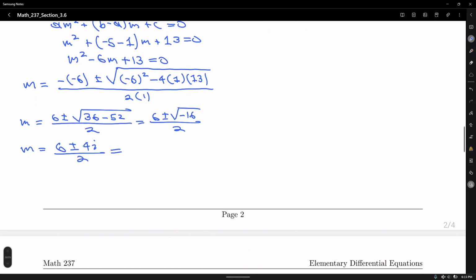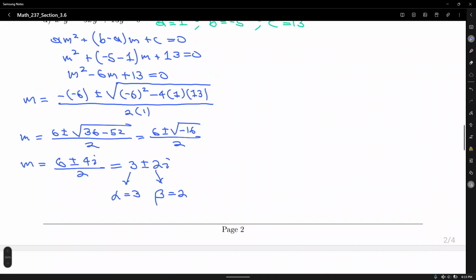In this case, both 6 and 4 can be divided by 2 and get a nice number. So that is 3 plus or minus 4 over 2, which is 2i. So we can see that alpha equals 3 and beta equals 2. Again, beta does not include the imaginary unit. It only includes the coefficient of the imaginary unit, or the number that multiplies i, in other words.